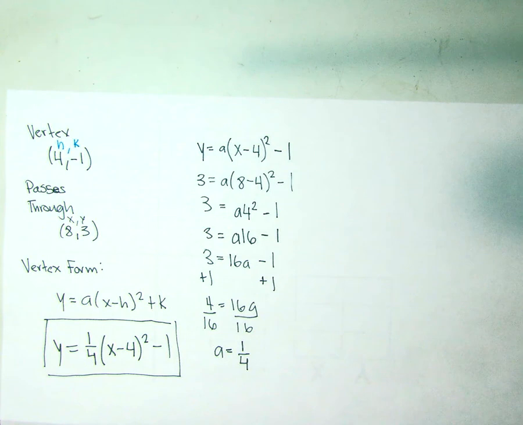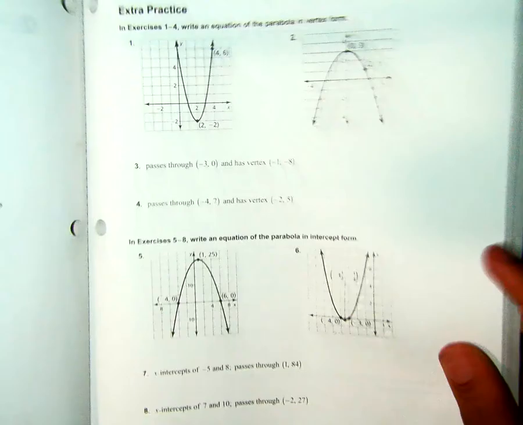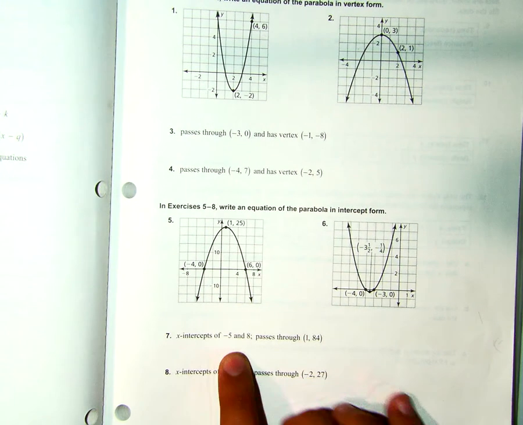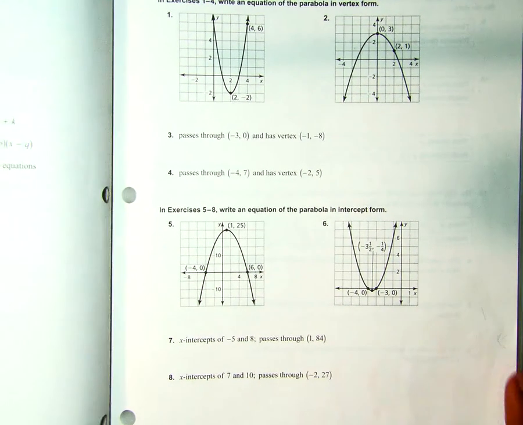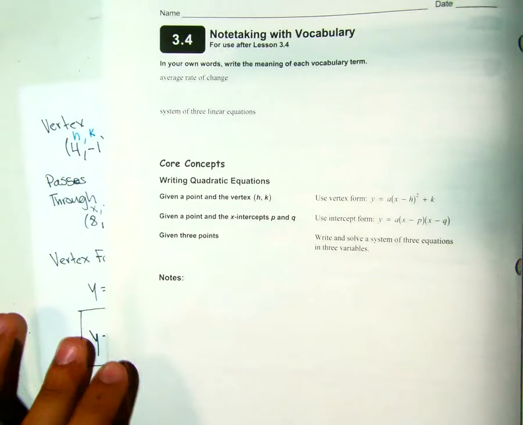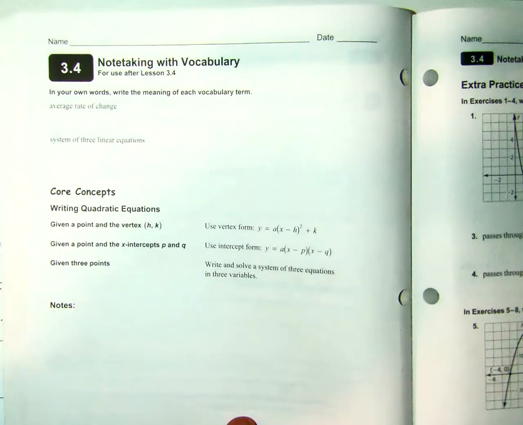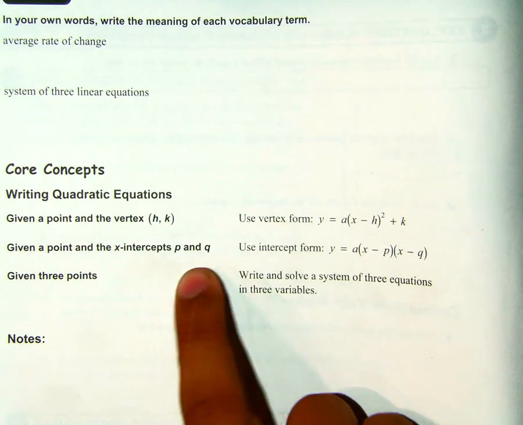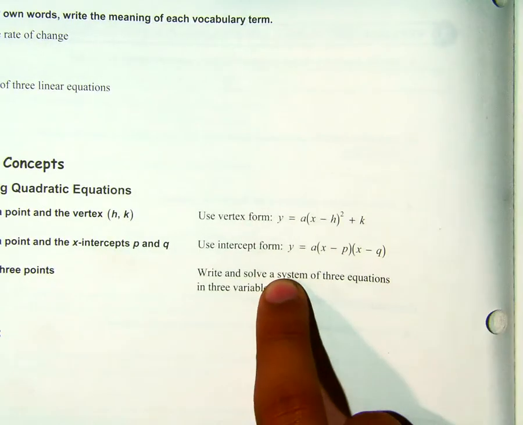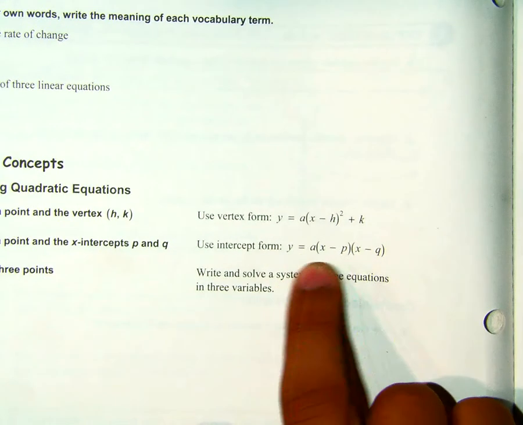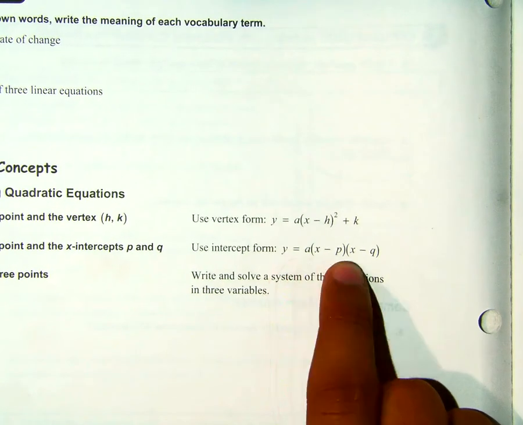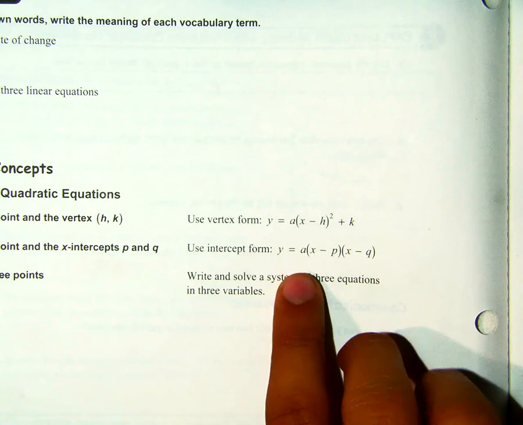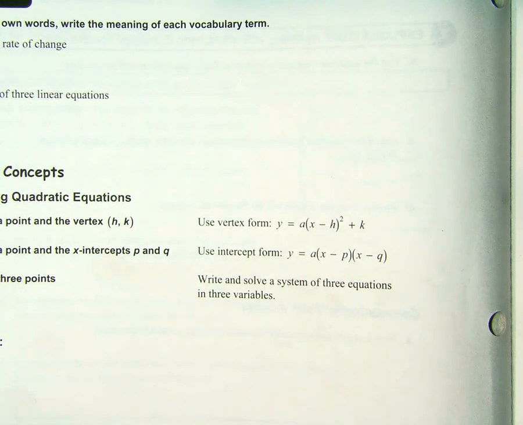Now if you look at your homework, in this case, they give you x-intercepts and a point that the parabola passes through. So here, instead of the vertex form, we want to use the intercept form of a parabola. So it's the same concept. We're going to take what they give us and plug it in, and then find the equation given the information they give us. So it's the same process.